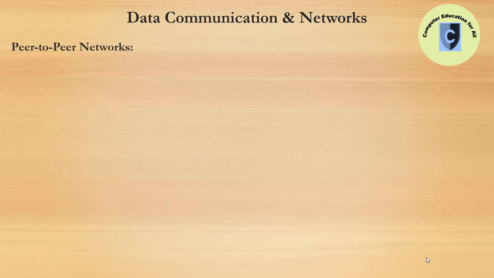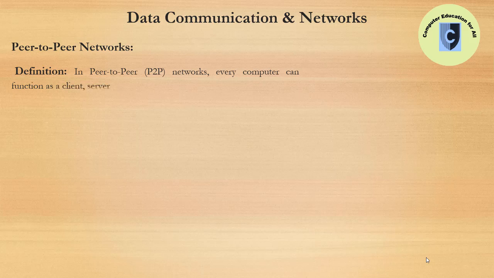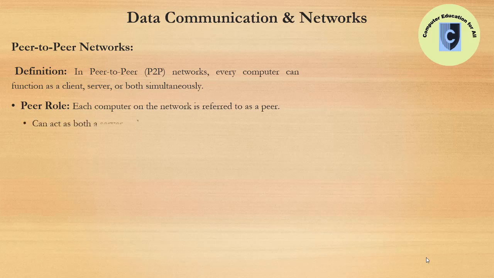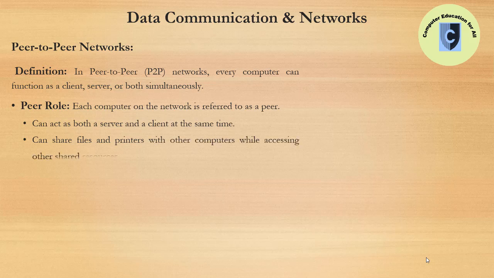Peer-to-peer networks. In peer-to-peer networks, every computer is capable of playing the role of client, server, or both at the same time. In this network, each computer on the network is referred to as a peer. A peer computer can act as both a server and a client at the same time. A peer computer on your desktop can share files and printers with other computers, and it can simultaneously access other shared resources on the network.